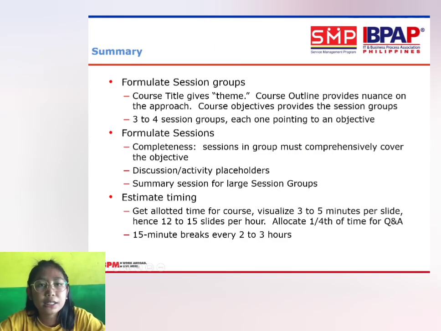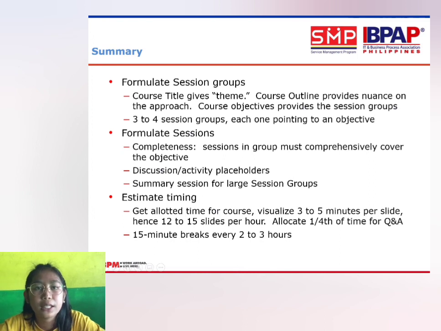Summary. Formulate session groups. Course title gives the theme. Course outline provides the nouns and the approach. Course objectives provide the session groups. 3 to 4 session groups, each one pointing to an objective. Formulate sessions. Completeness: sessions in a group must comprehensively cover the objectives. Discussion or activities placeholders. Summary of sessions for large session groups.